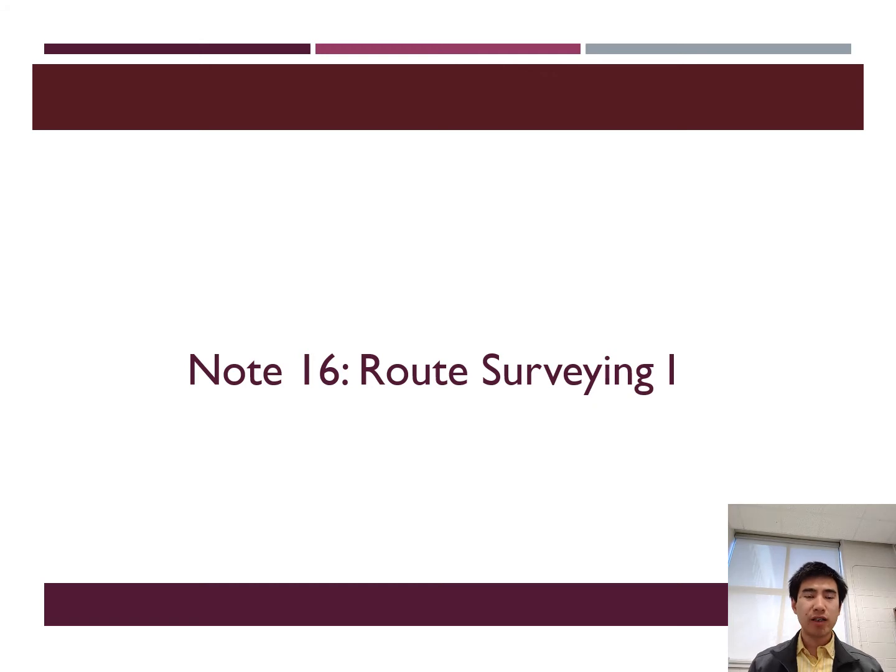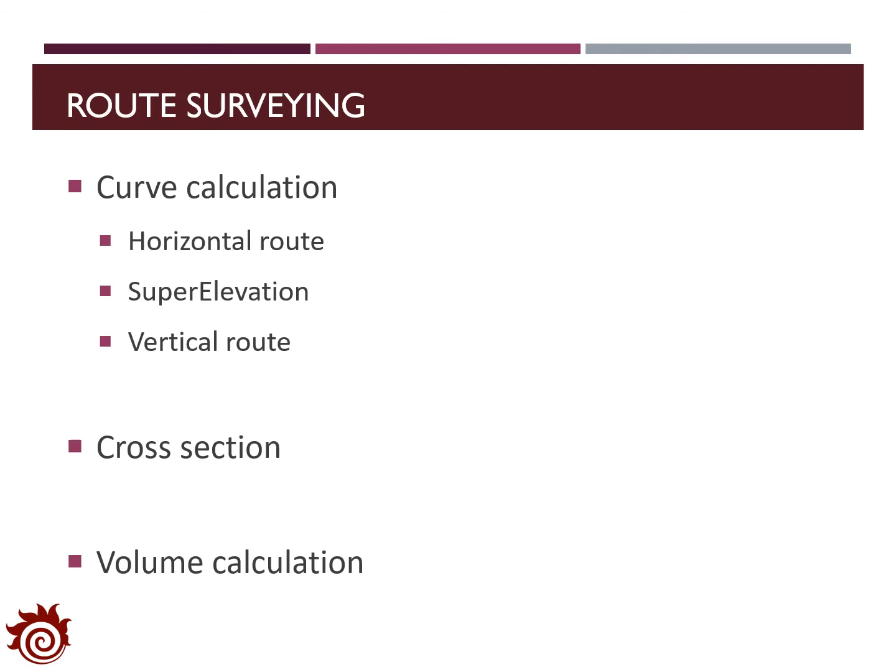Hello everyone. In the lecture today, we will start the introduction about the topic in route surveying, where we will learn the measurement of the road geometry in transporting system. Basically, the route surveying can be categorized into three types, including the calculation of the curves, the estimation of the cross-section area, and the calculation of the volumes for the earthwork. We will especially focus on the first one, the curve calculation for horizontal routes, super elevation, and vertical routes.